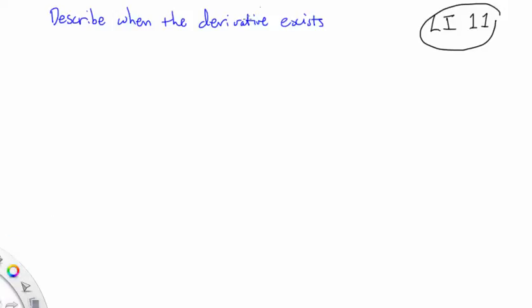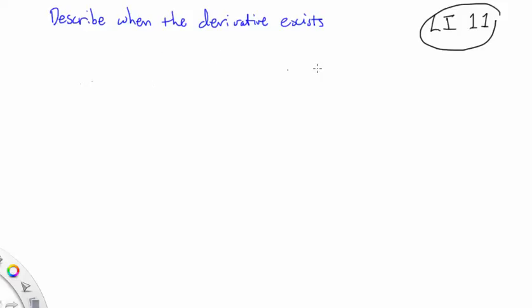Hello. Here we're going to look at when we're allowed to find a derivative. And this is for learning intention 11. Before some function f of x can have a derivative, it needs to satisfy some conditions. It needs to satisfy some rules. I'm going to go ahead and give you the statement, and then we're going to learn what the words mean.